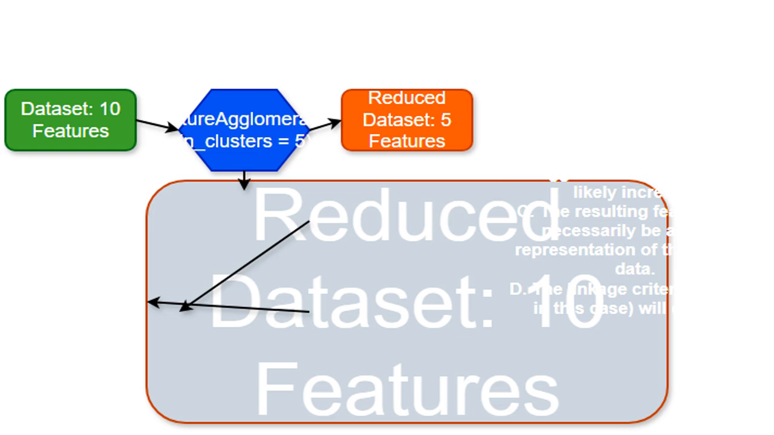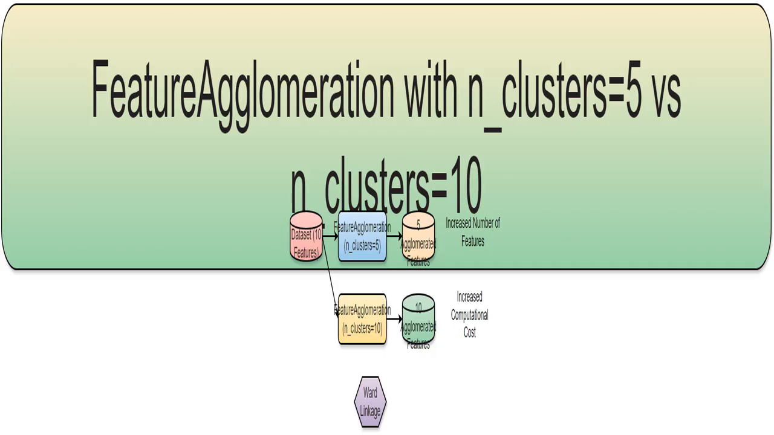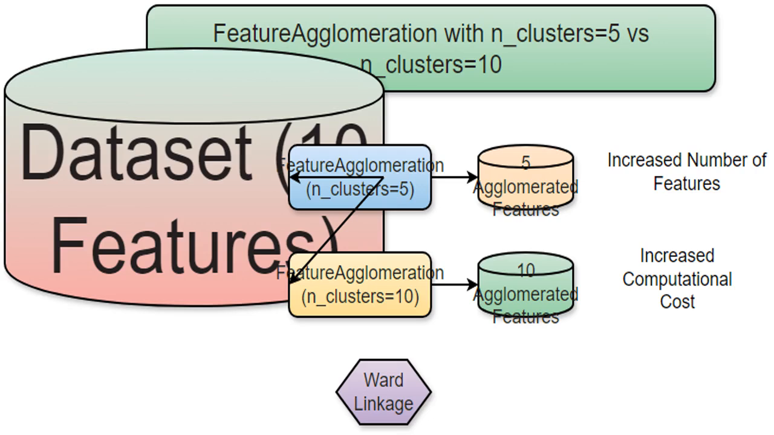That's a key takeaway. I'm comparing 2 scenarios using Scikit-learn's FeatureAgglomeration. In the first, I group the 10 features into 5 clusters. In the second, I increase the number of clusters to 10. We'll see how this affects the results. I'm starting with a dataset that has 10 different features. Think of these as 10 different characteristics describing something.